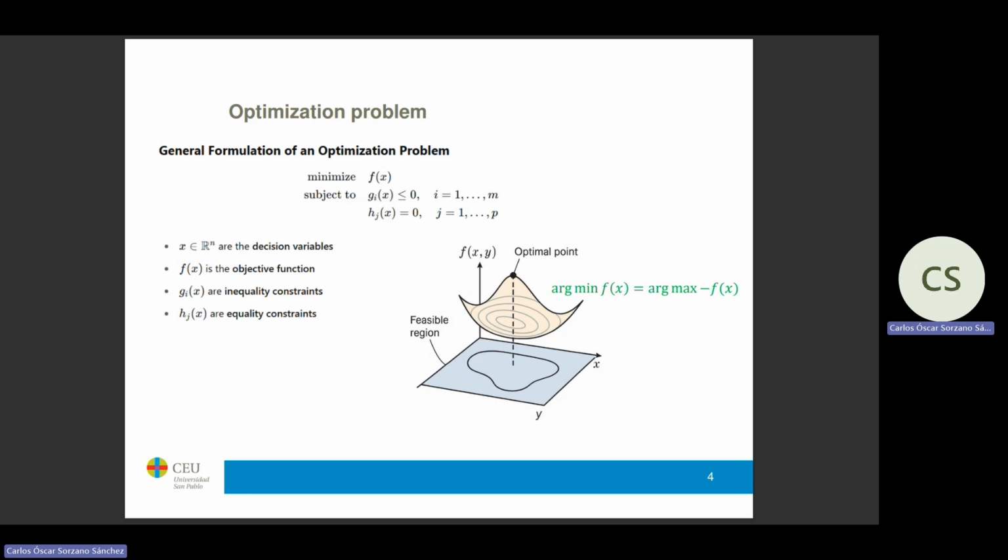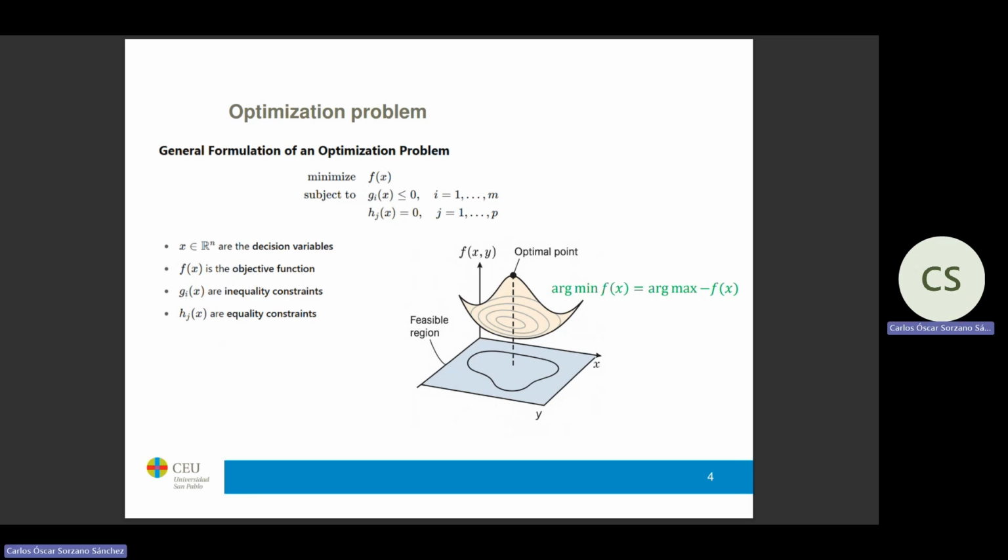So X is the input space. Those are the variables that you can choose, the decision variables, if you want. So the variables that you can choose to get to the maximum or the minimum of that function. Then f is the objective function, also called the goal function or the loss function. It depends on the context.